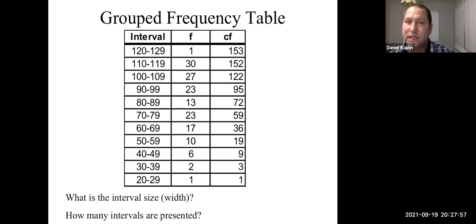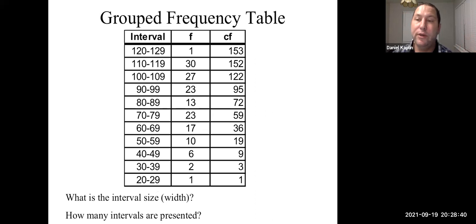Well, logic would tell you that you take the largest number and subtract the smallest number from it. However, if you remember what I said, the smallest number counts as one of the numbers in the interval as well. So let's take 20 to 29. What's 29 minus 20? 9. But because the smallest number counts as one of the scores for that interval, we have to add 1 to it. So 9 plus 1 is 10. So believe it or not, the interval width is 10.